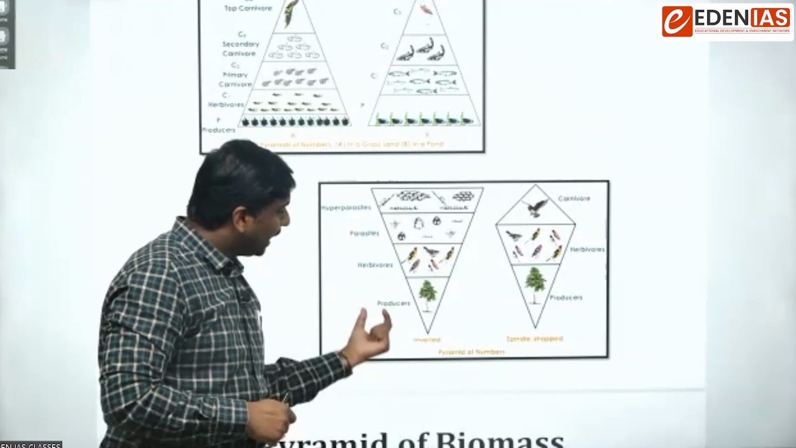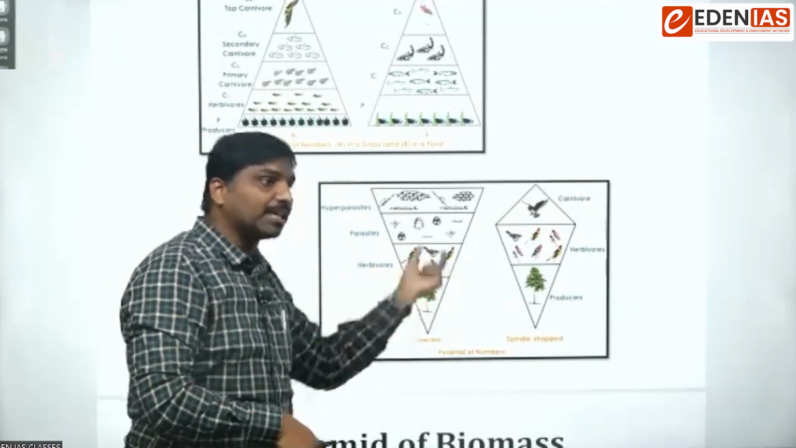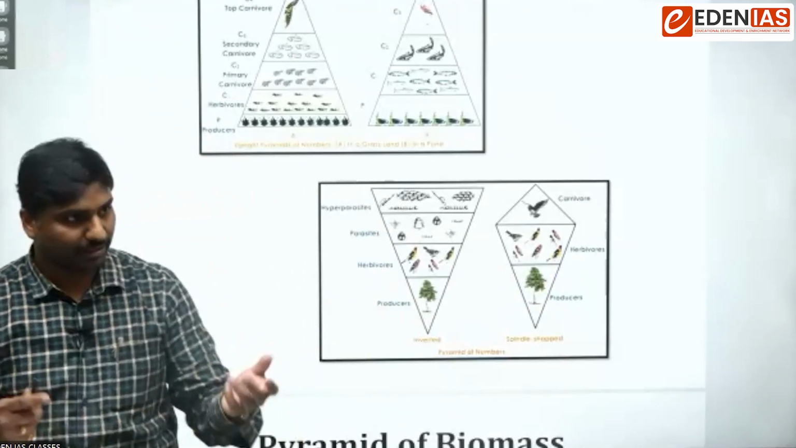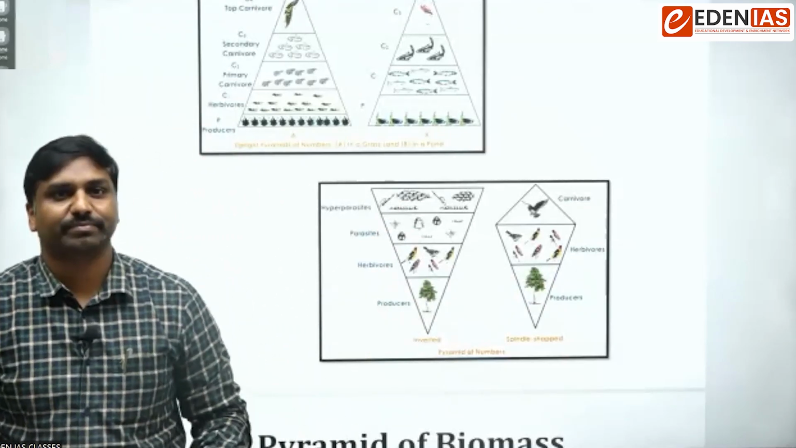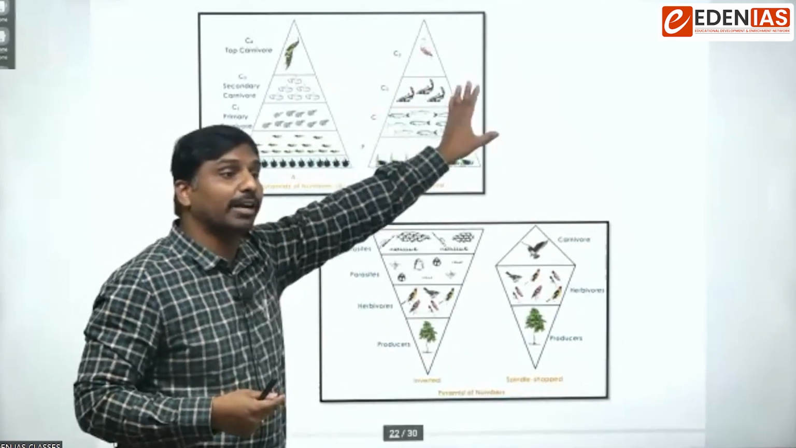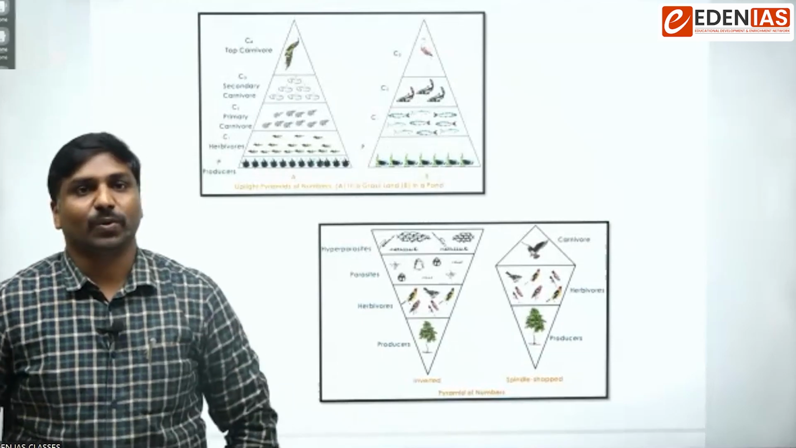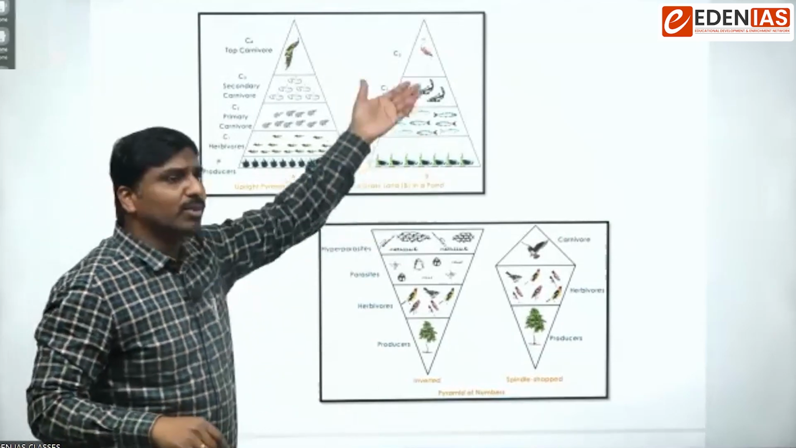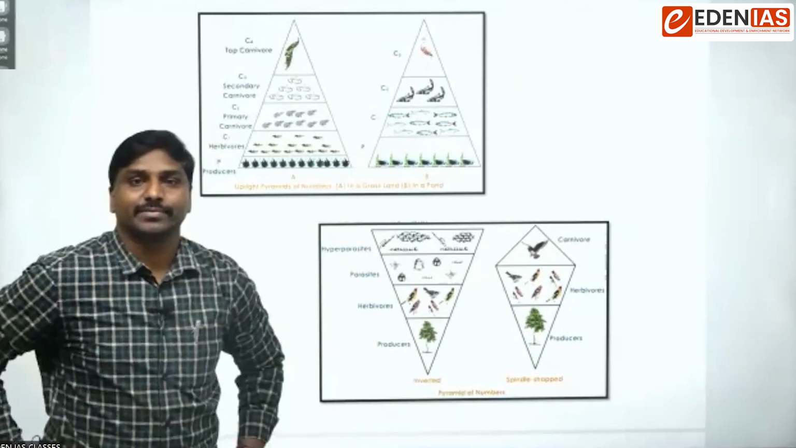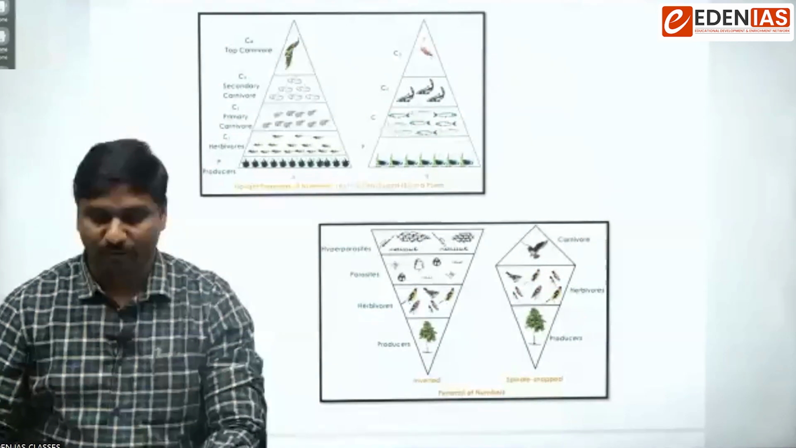So that's why in a terrestrial ecosystem, particularly if we consider a tree as an ecosystem, we can have an inverted pyramid. But this is not the case with an aquatic ecosystem, pond ecosystem, lake ecosystem or marine ecosystem. In an aquatic ecosystem, usually the pyramid of numbers would be upright. Is that clear? Okay, so that is one thing.